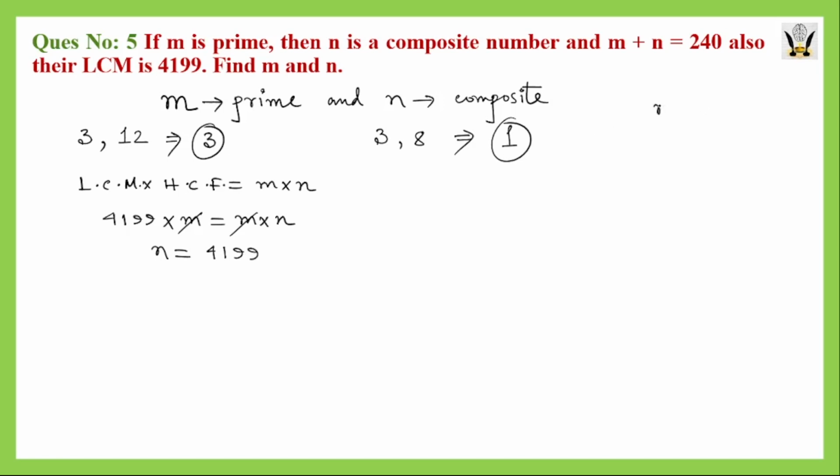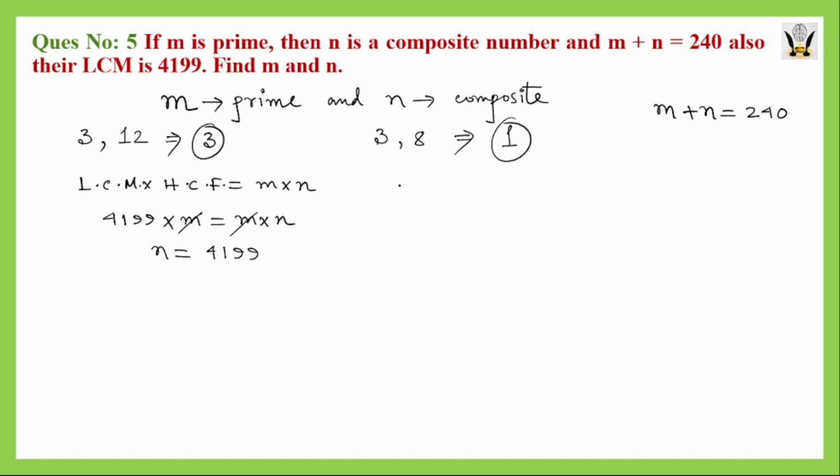But here we have another relationship between these two numbers. Their addition, the value of their addition, is 240. So if m is 3 and n is 4199, then this doesn't satisfy this relationship, 240. That means the first scenario is not applicable.